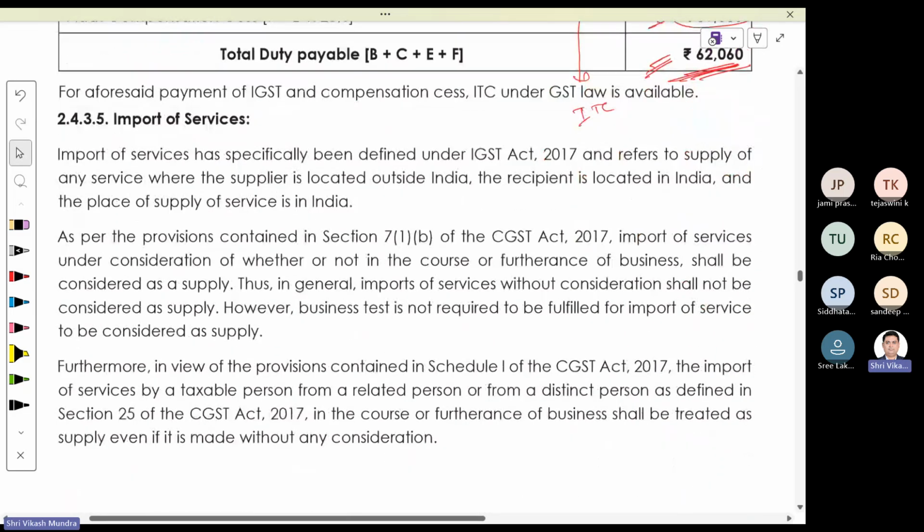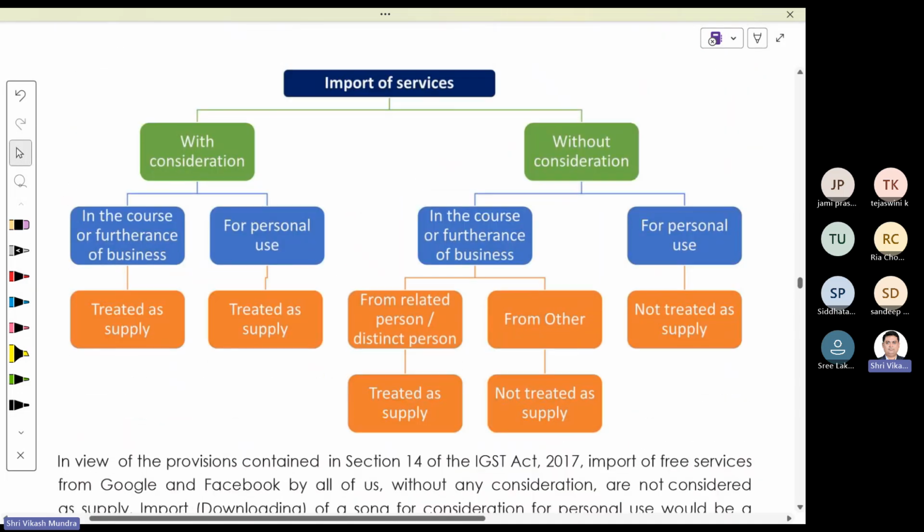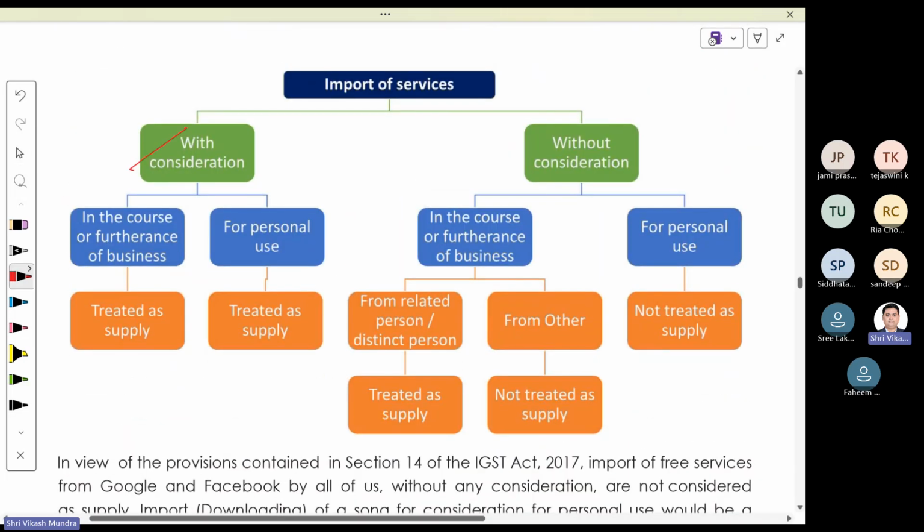Further, if we are importing services, then custom duty does not come into the picture. The Customs Act is applicable only when we are importing goods, not services. Import of services is totally governed by your IGST Act 2017. We already know that. If we are importing a service with consideration, but without any furtherance of business, it would be treated as supply. Even though it is for personal use, it will be treated as supply. We already discussed that point last night.